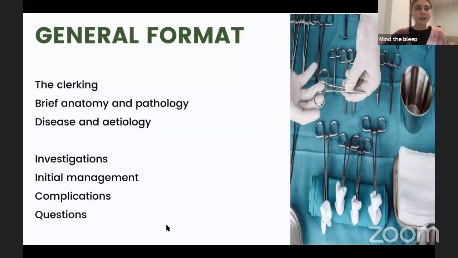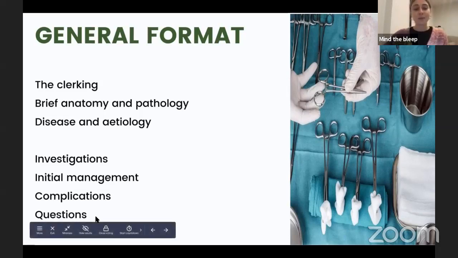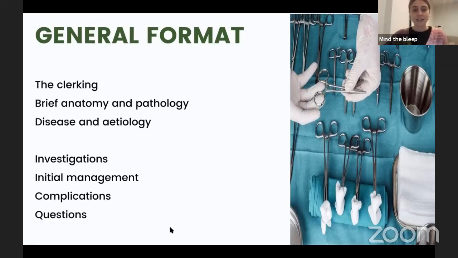So just quickly touching on the general format, we're going to go through the clerking of the patients who present with upper GI symptoms. I'll briefly talk about anatomy and pathology, the etiology and the disease process, and then we'll touch on investigations, initial management, which is necessary for you as a junior doctor to know about, some complications, and we'll do questions throughout the session.